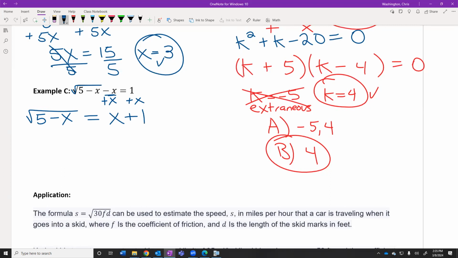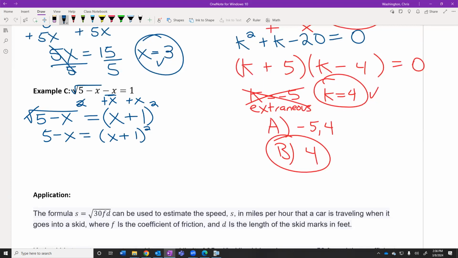How can we get rid of the square roots? We can square both sides, absolutely. The left side, the squared and the square root are going to cancel out, so we just get 5 minus x. The right side is x plus 1 squared. I'm just going to write that over again, because we need to spend a minute talking about x plus 1 squared.